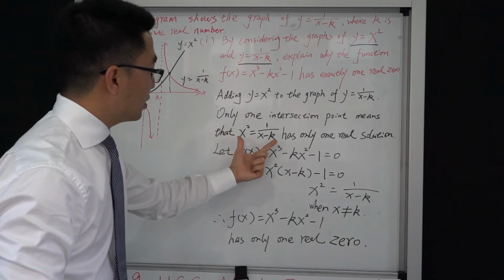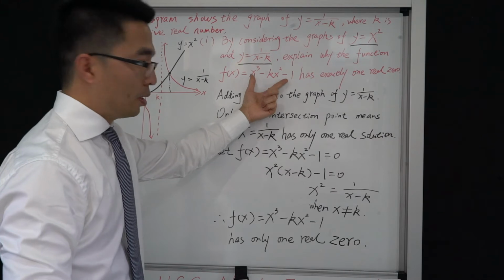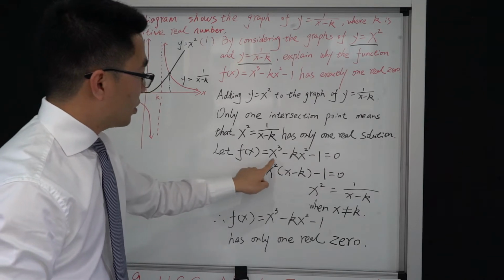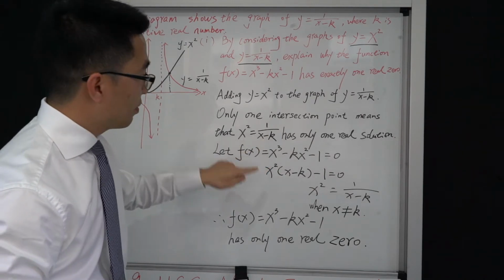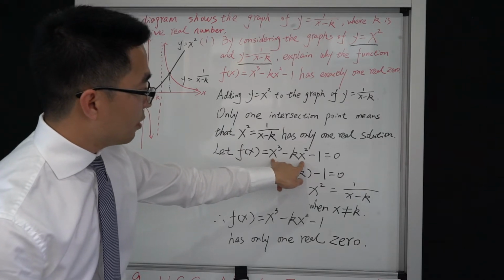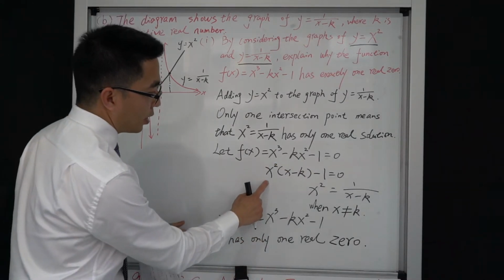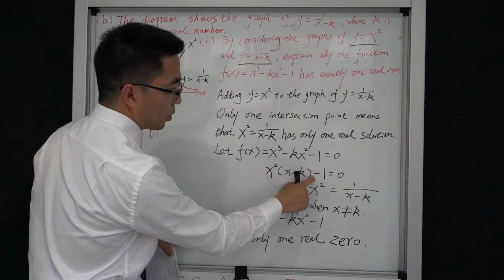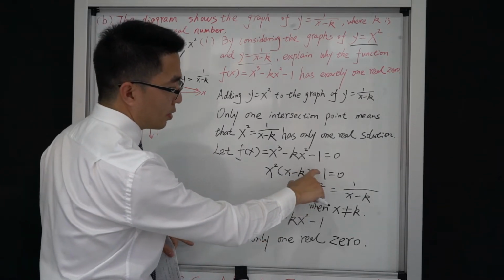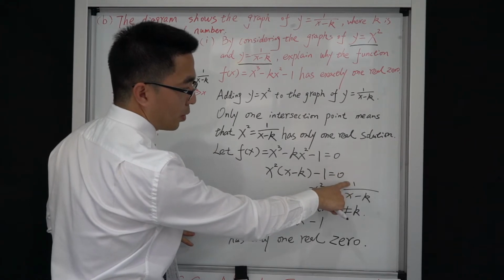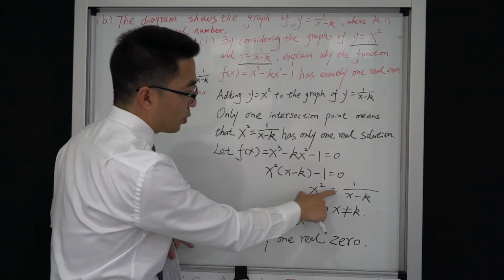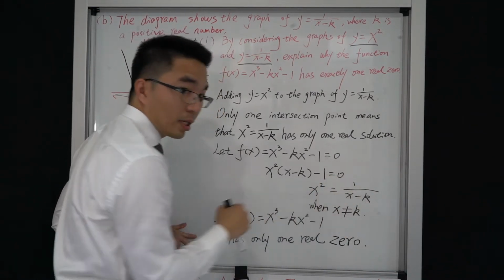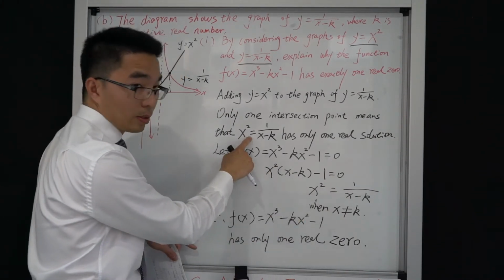We can compare this relationship with this one. We can let this function equal to 0. Because here we need an x squared, we can factor out x squared from these two terms to have x squared times x minus k, and then minus 1 equals 0. Then bring the negative 1 to the right hand side to become positive 1. So we have x squared equals 1 divided by x minus k. So this one is exactly this one.